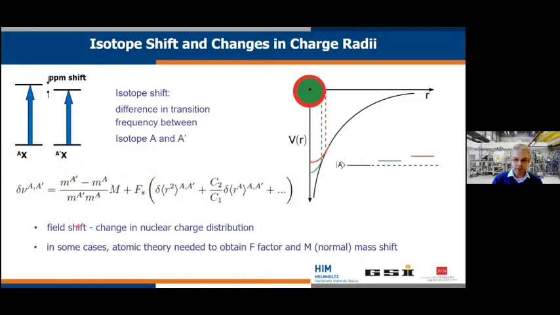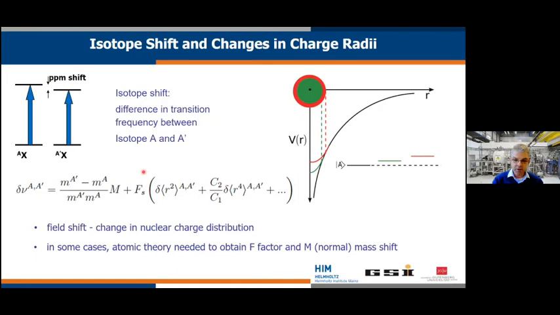One factor is called the mass shift, where part of it is the change in the reduced mass. If you remember how you derive the atomic energy levels of a hydrogen atom, at some point you make a separation between the center of mass motion and its relative motion. So this is part of what goes in the first factor. And then the second factor is what we call the field shift.